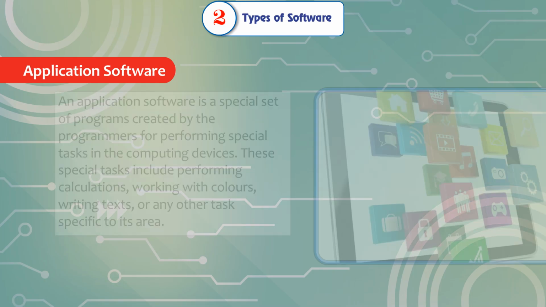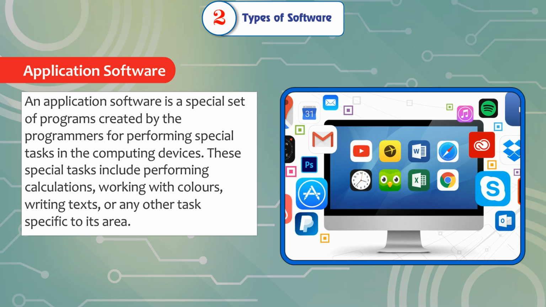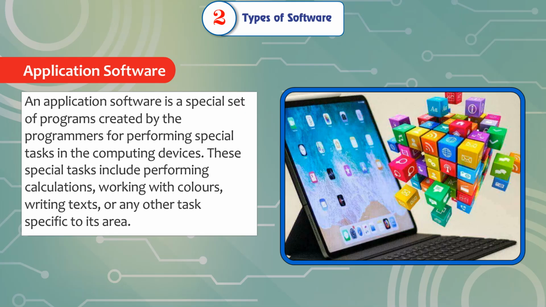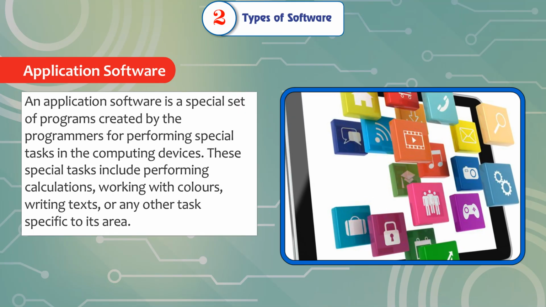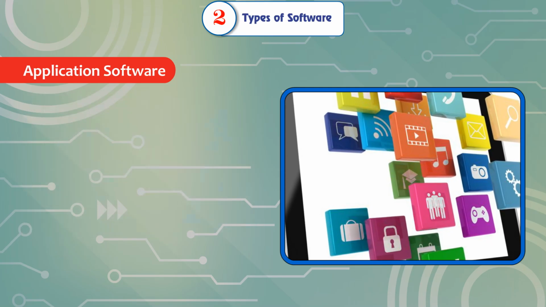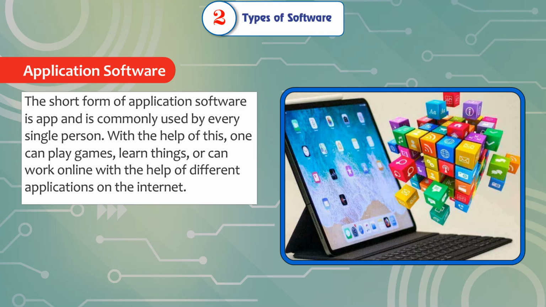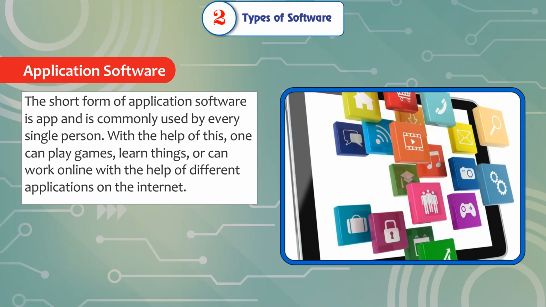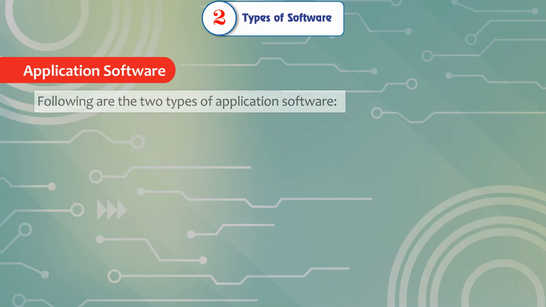Application software. An application software is a special set of programs created by programmers for performing special tasks in computing devices. These special tasks include performing calculations, working with colors, writing texts, or any other task specific to its area. The short form of application software is app, and it is commonly used by every single person. With the help of this, one can play games, learn things, or work online with the help of different applications on the Internet.